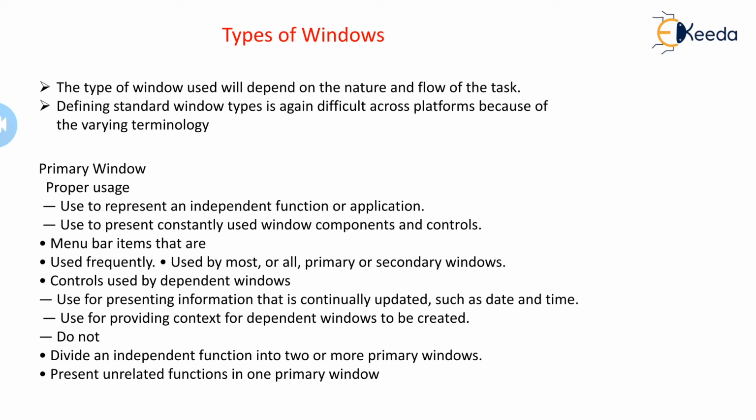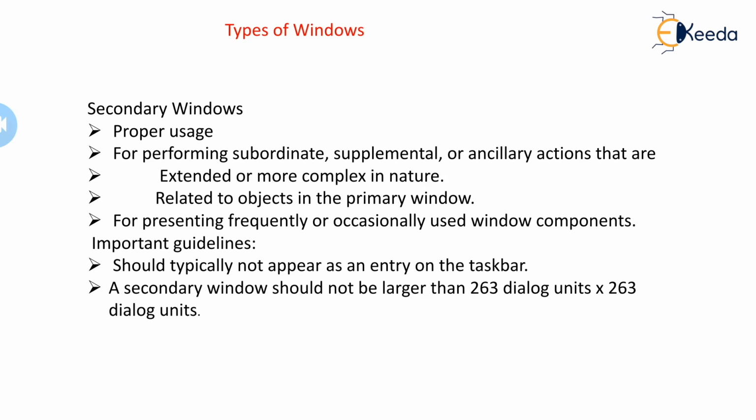Then you have secondary windows. So what is a secondary window? Secondary windows are supplemental windows. Secondary windows may be dependent upon a primary window or display independently of the primary window. They structurally resemble the primary window, possessing some of the same actions.